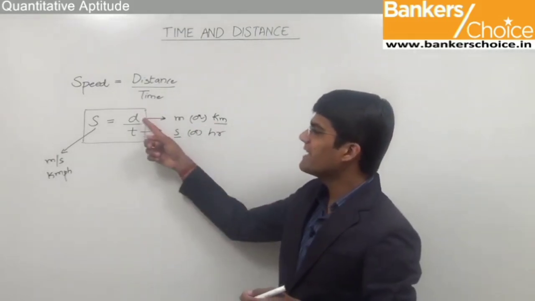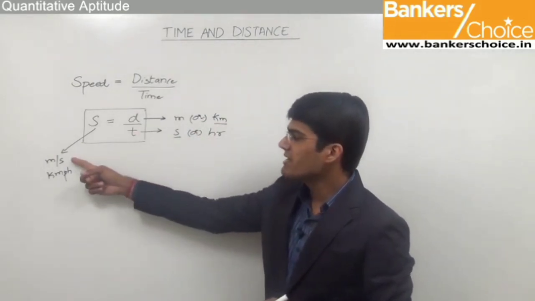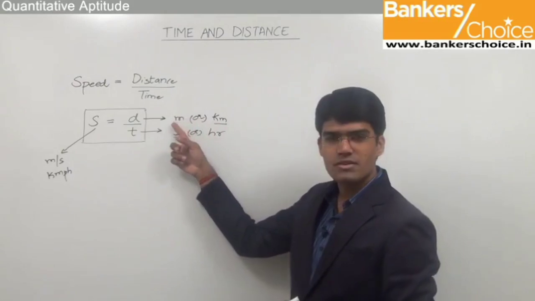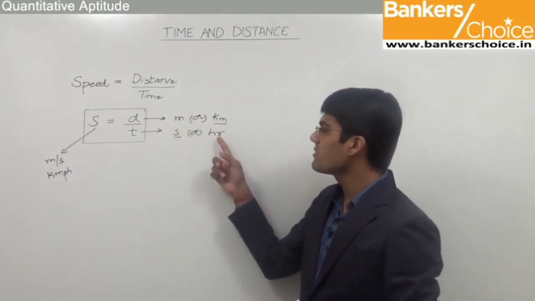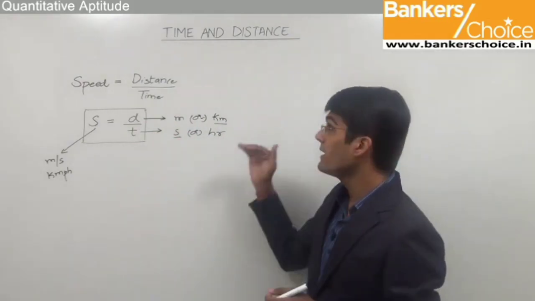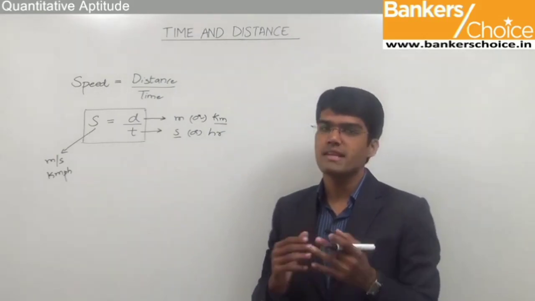So if we directly take these units, the speed we get will be kilometers per second. But that is not a standard unit of measurement. So what we need to do here is either convert kilometers to meters and get the speed as meters per second, or convert seconds to hours and get the speed as kilometers per hour. So it is very, very important that whenever we solve questions from time and distance, units have to be balanced on both sides before we do the calculation.